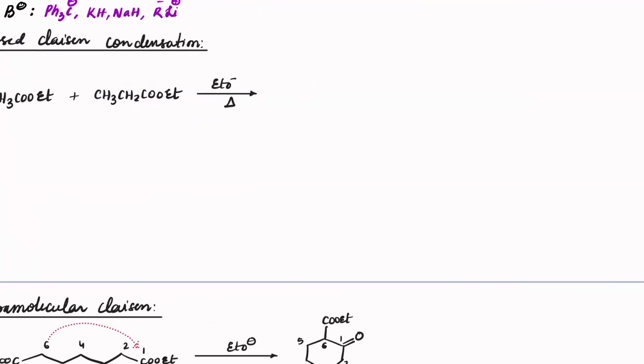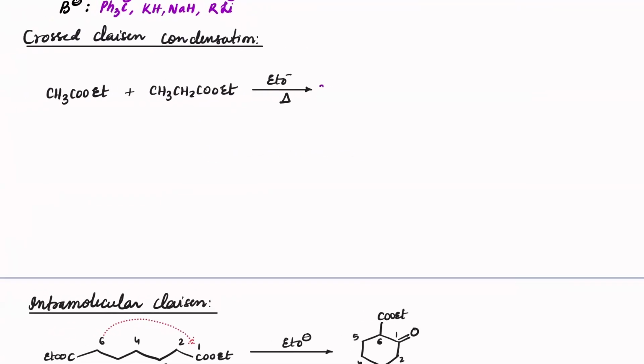So first let me write down the self one. The first self one is CH3, C double bond O, CH2, COOEt. This is the self of the first one. Correct? Now let me write the self of the second one, CH3, CH2, and then C double bond O and CH, CH3, COOEt. This is the self of the second one.